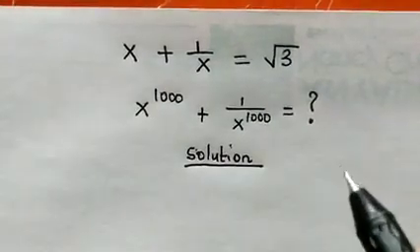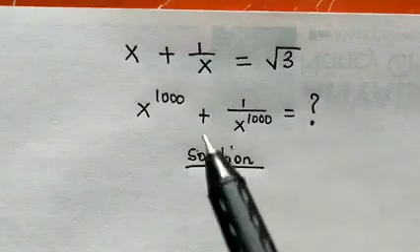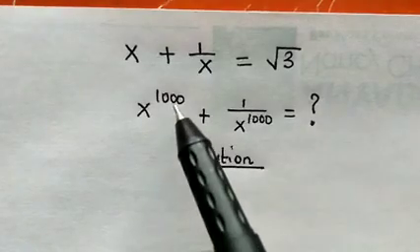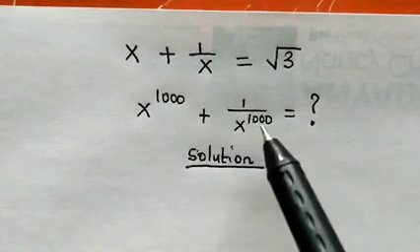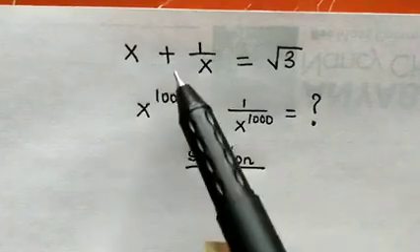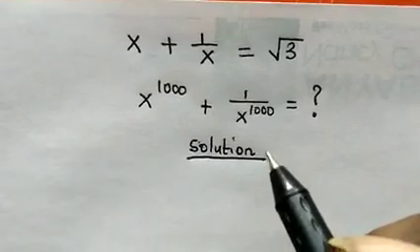Today we have this interesting problem from Harvard University, and we're going to evaluate x to the power of 1000 plus 1 over x to the power of 1000, given that x plus 1 over x is equal to root 3. So let's get started.